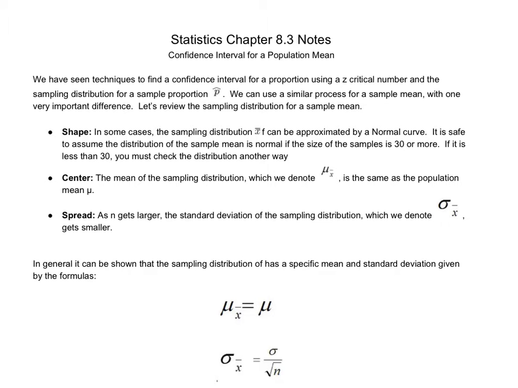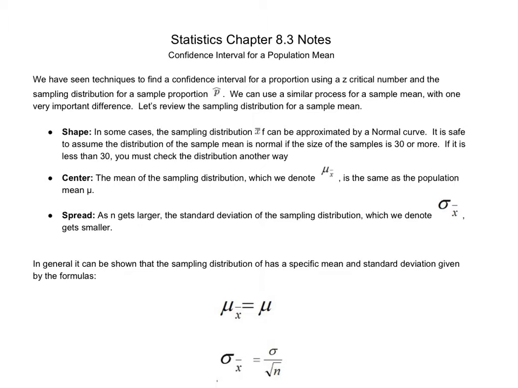So in section 3, we're going to take a look at confidence intervals for a population mean. In section 2, we looked at finding confidence intervals for a proportion using a z critical number and the sampling distribution for our sample proportion. And we can use a similar process for a sample mean, but there's one very important difference.